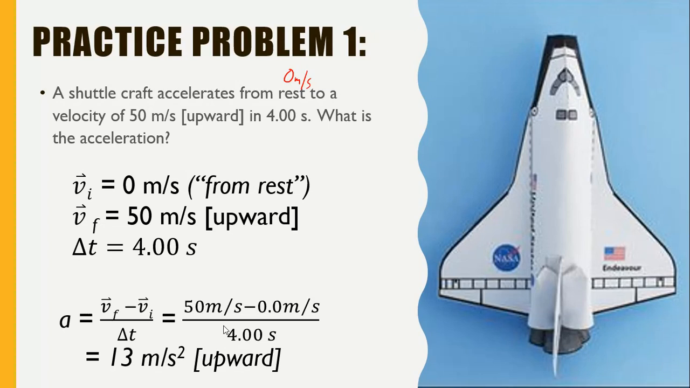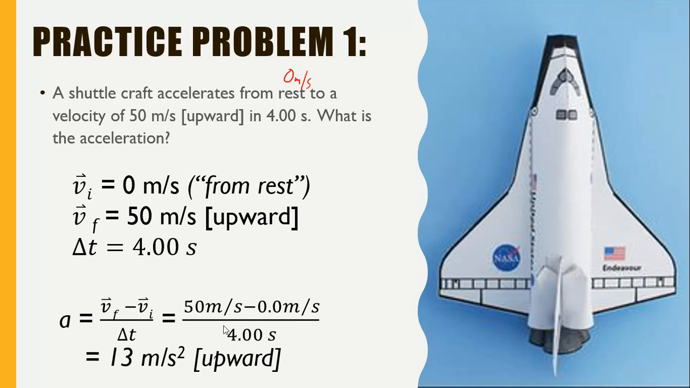So what that means is, in the first second, the Space Shuttle is going 13 meters per second. In the second second, the Space Shuttle is going 26 meters per second. In the third second, it's going 39 meters per second. So every second, its speed is increasing by 13 meters per second. Okay, that's what acceleration is. So it's getting faster and faster and faster and faster. That is not uniform motion.